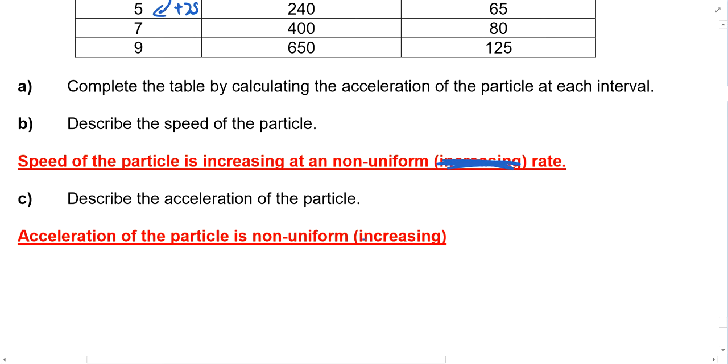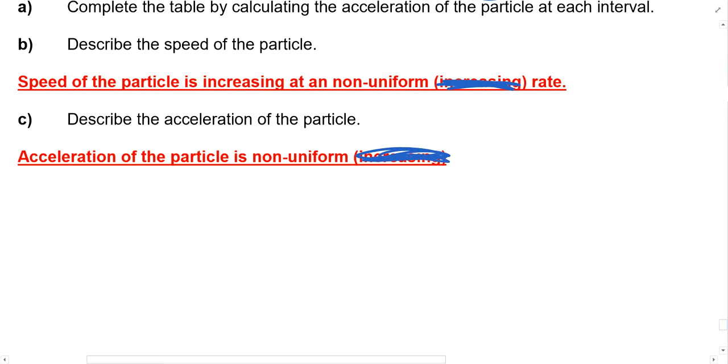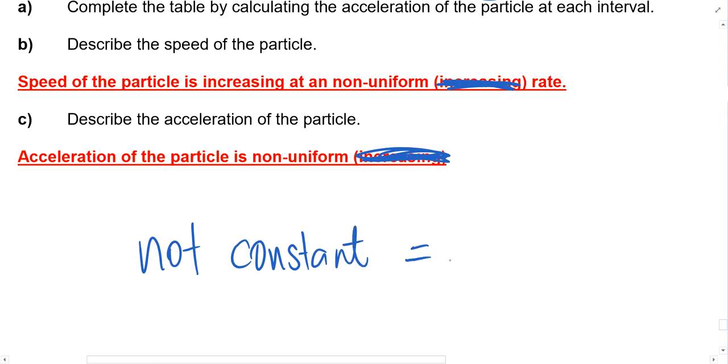So describe the acceleration. The acceleration is non-uniform. Don't need to tell me that it's increasing. But you should be able to tell that it's increasing based on the numbers over here. Yes, you can say that the acceleration is not constant, because not constant is the same as non-uniform. Yes, you can say non-uniform acceleration. They mean the same thing. Any more?